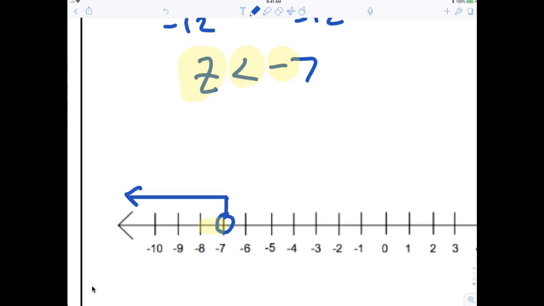You agree? All right, so the interval notation here would just be -infinity to -7. Notice both are parentheses this time. Both are parentheses. Any issues? All right, let's try the next one.